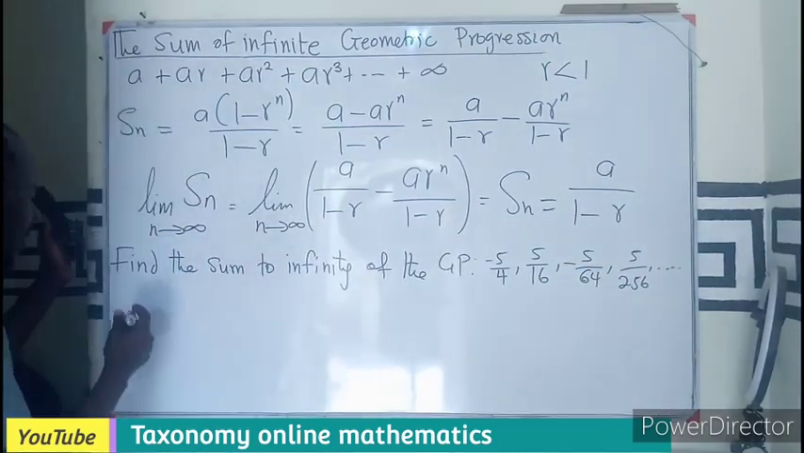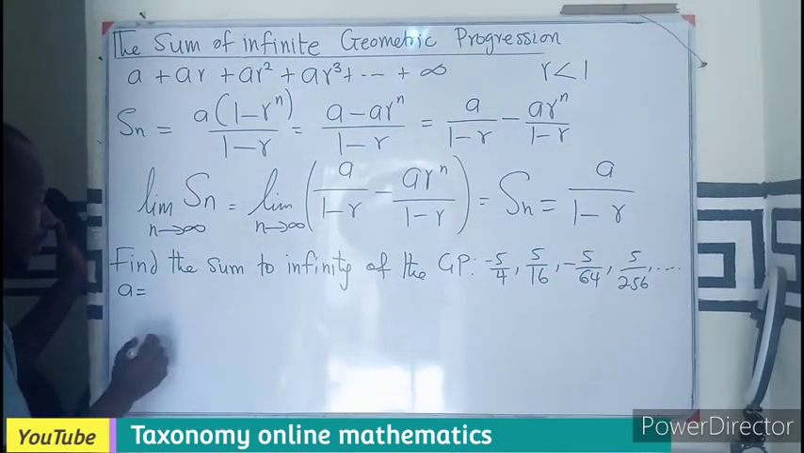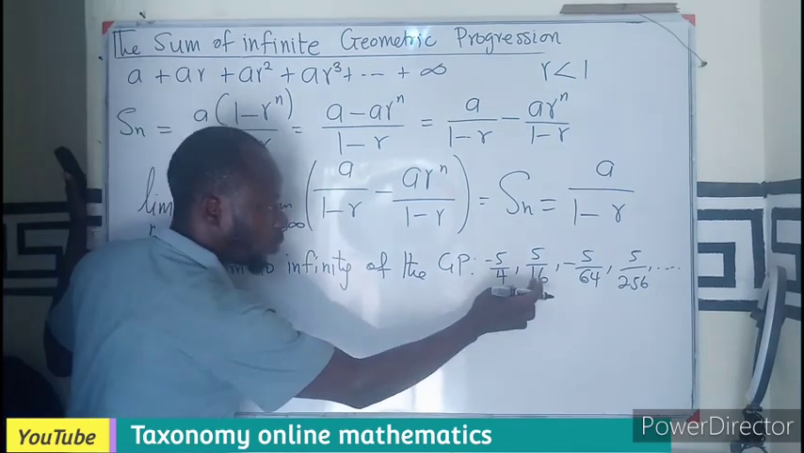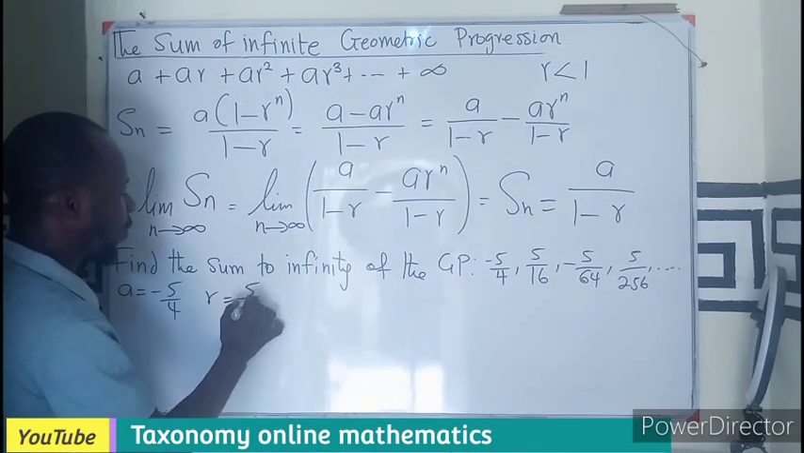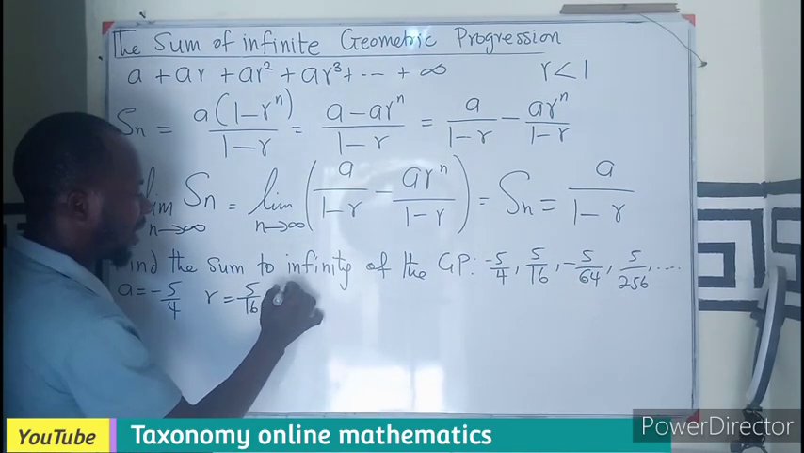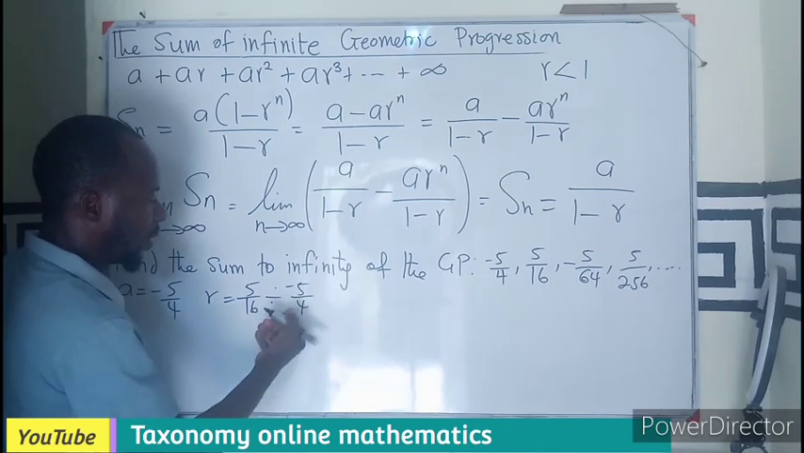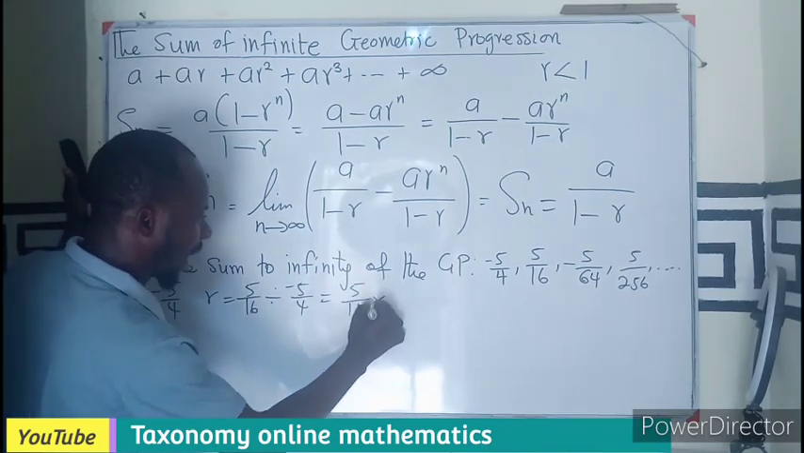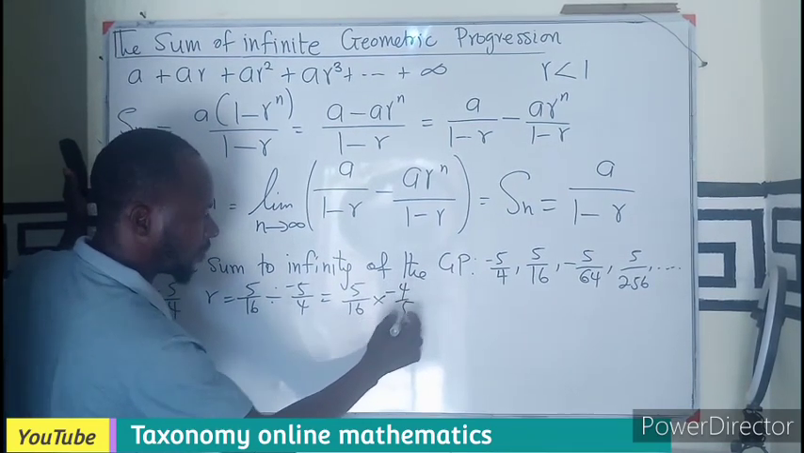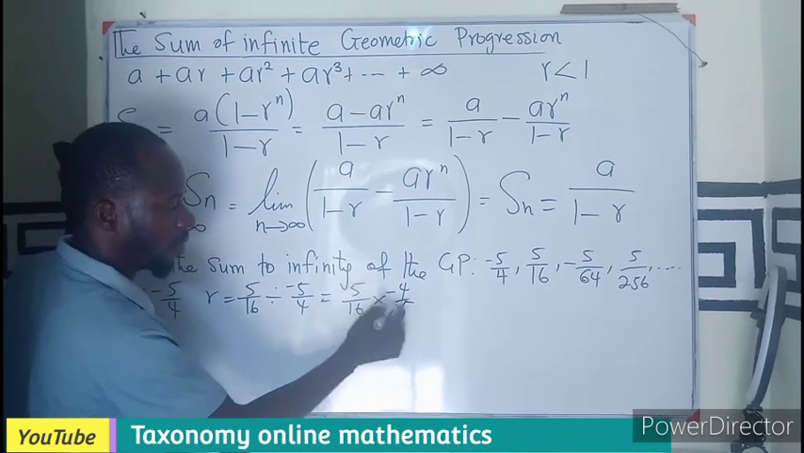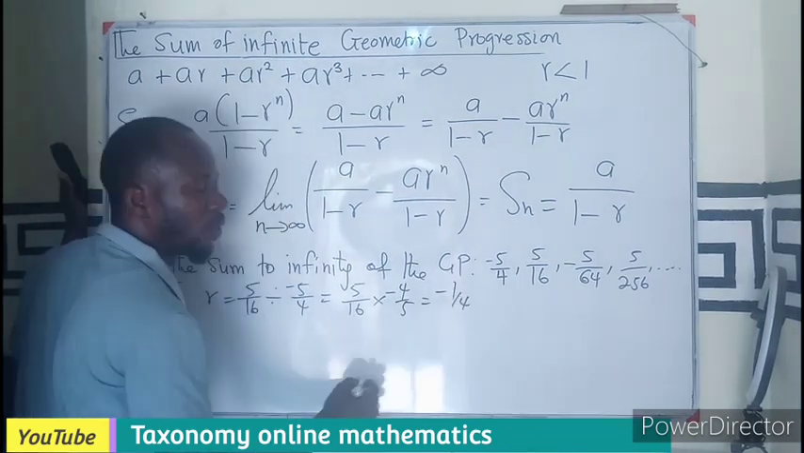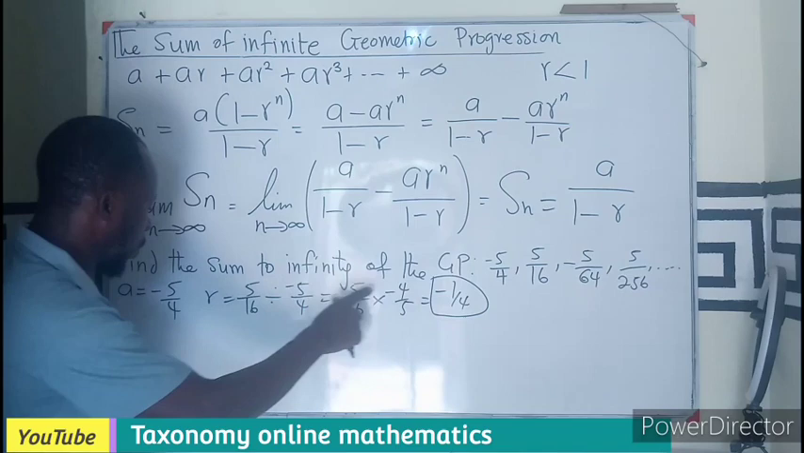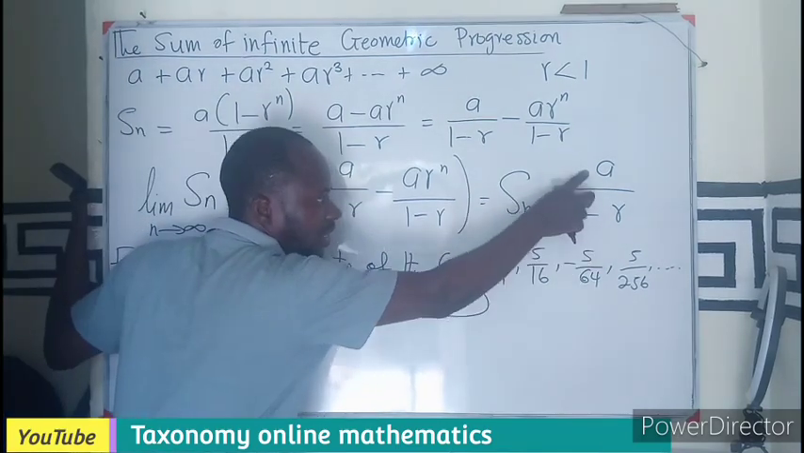So first of all, we know that our first term is minus 5 over 4. Our common ratio is 5 over 16 divided by negative 5 over 4. If we invert this, it becomes 16 times negative 4 over 5, where the 4 will cancel. So minus 1 over 4 will be our common ratio. We know the common ratio and the first term. Those are the only two things that we need.